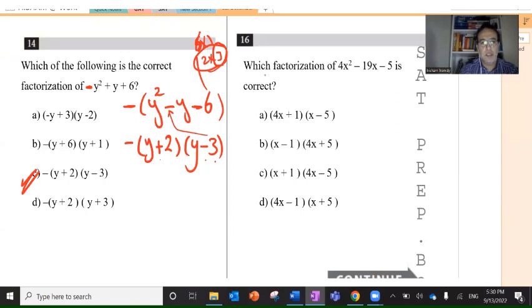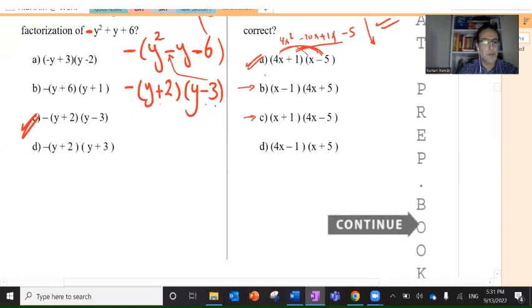As we can see in question number 16, which factorization is equivalent to the given 4x squared minus 19x, and the last sign is negative 5. You can start by expanding: multiply 4x by x, 4x squared, and 4x by negative 5, negative 20x, and positive 1x, and negative 5. And this gives you the right answer, so you are lucky. If it's not, you can go to factorization or go to the next step.